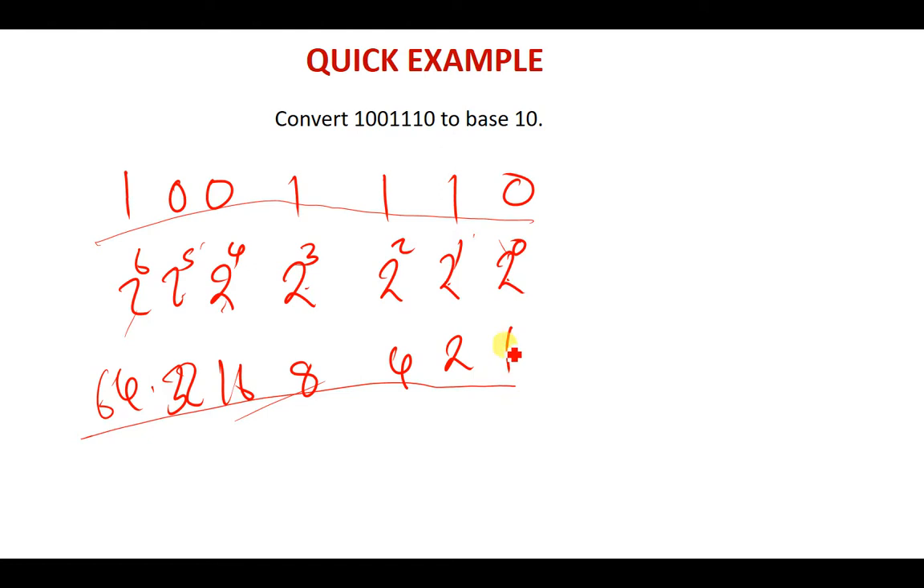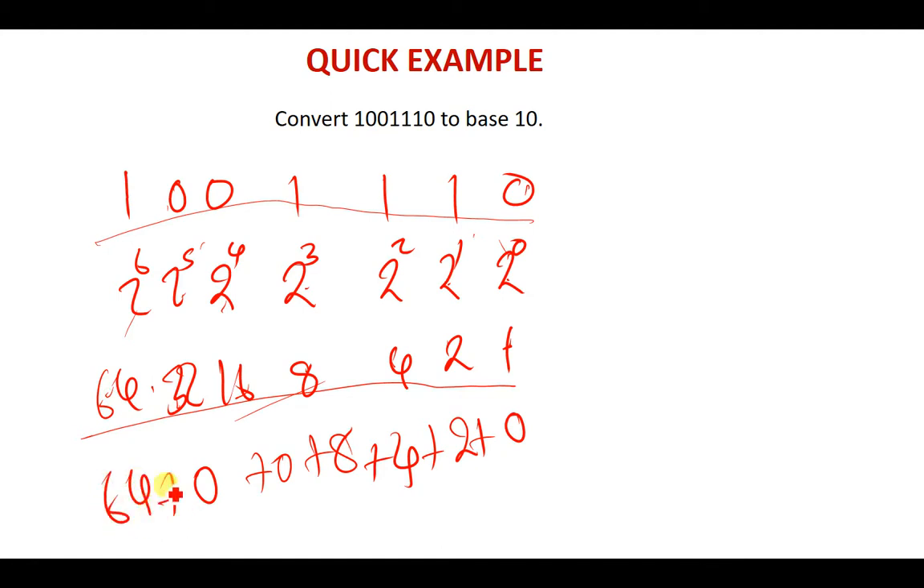So I have 1 times 0, the answer is 0. Plus 2 times 1, we have 2. 4 times 1, plus 4. We have 8 times 1, we have 8 there. And then plus 16 times 0, 0, 32 times 0, 0. Then we have 64 times 1, we have 64 there. So now we add these numbers to get the answer.